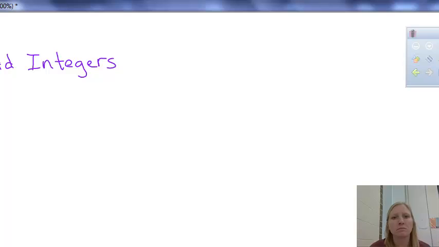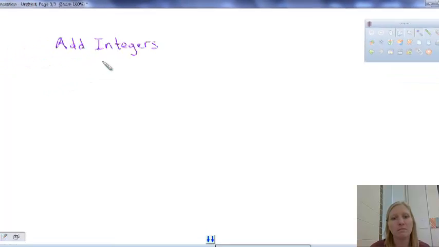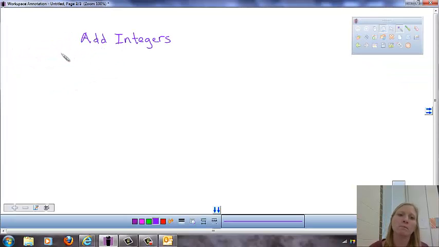And we've been working with integers, so you know that they are positive and negative numbers. And we're going to add them together. So what we're going to start with is something very, very simple: 2 plus 7.